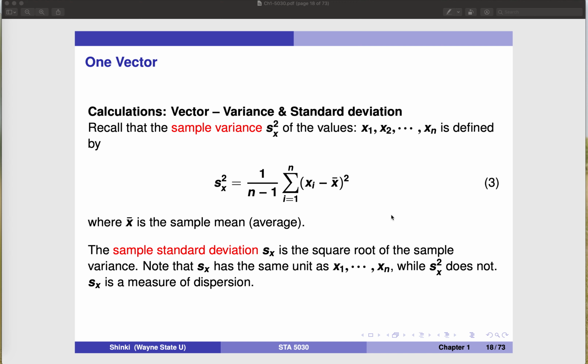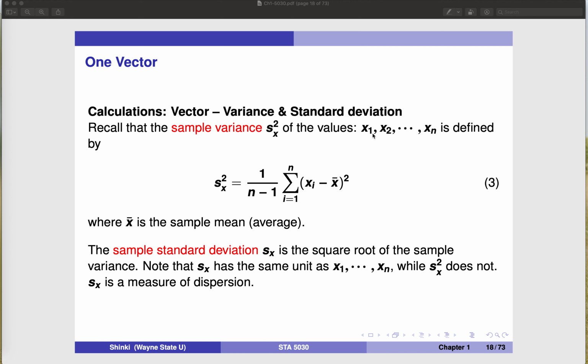Hi everyone. So we continue to discuss the functions on one vector. Okay, so first we want to review the sample variance. The sample variance is a measure of variability. So it represents how much variability the data has.